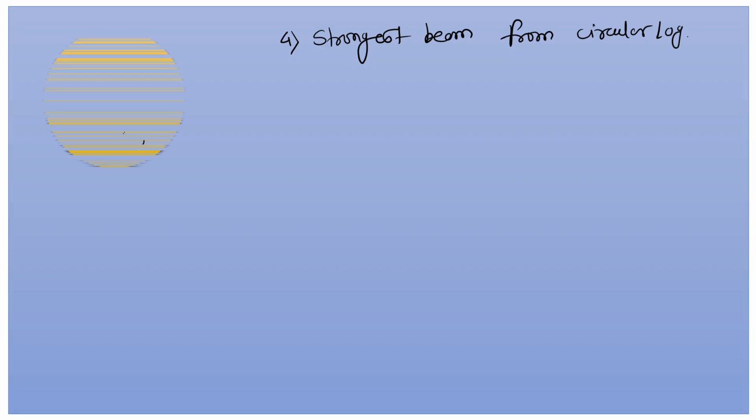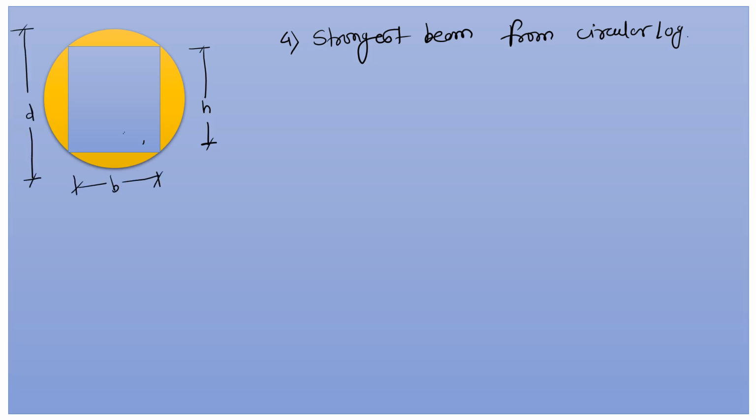The next, fourth point is the strongest beam from a circular log. Here we cut a rectangular beam from a circle and then find out the values for it. We consider this is the circle and we cut a rectangular portion from this circle. In this section, h is the height of the rectangle, b is the width of the rectangle, and d is the diameter of this circle.